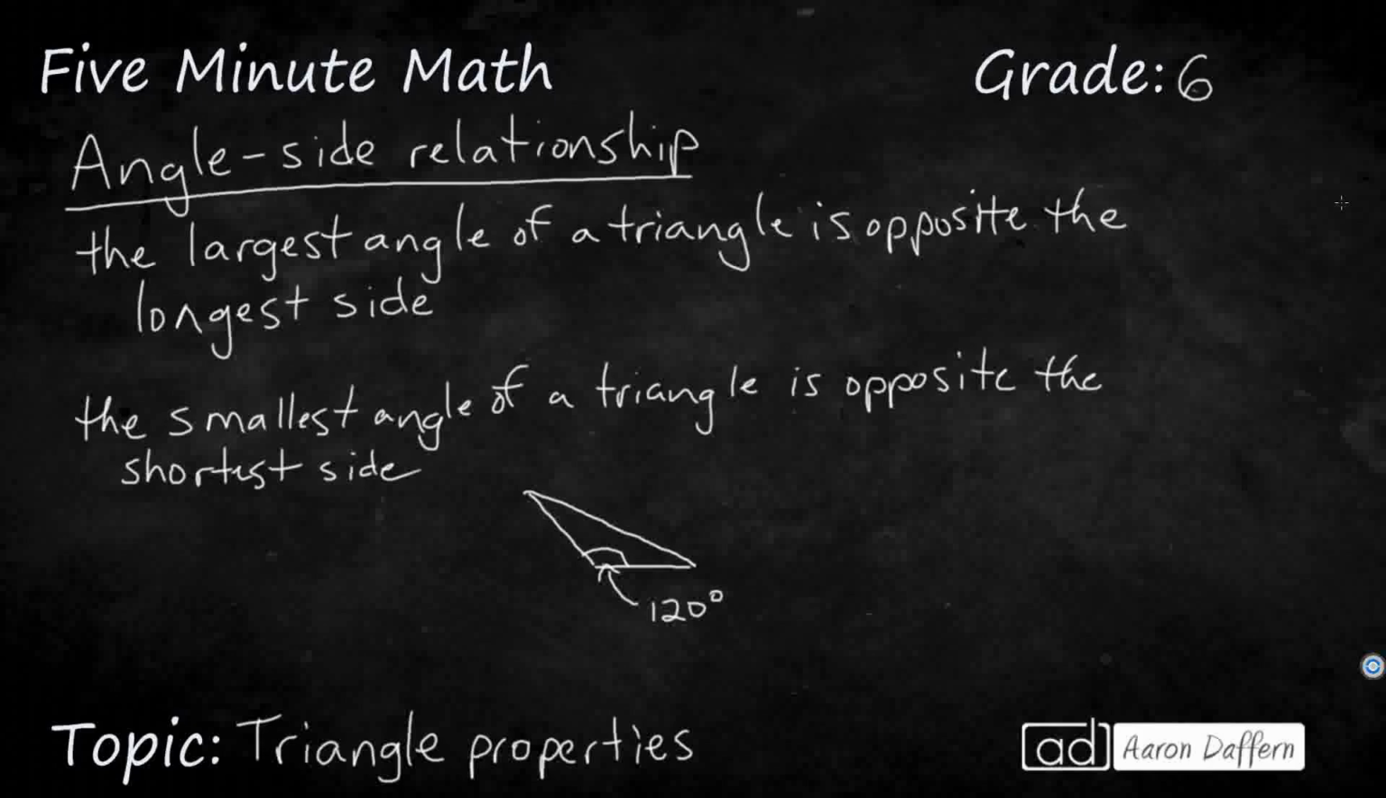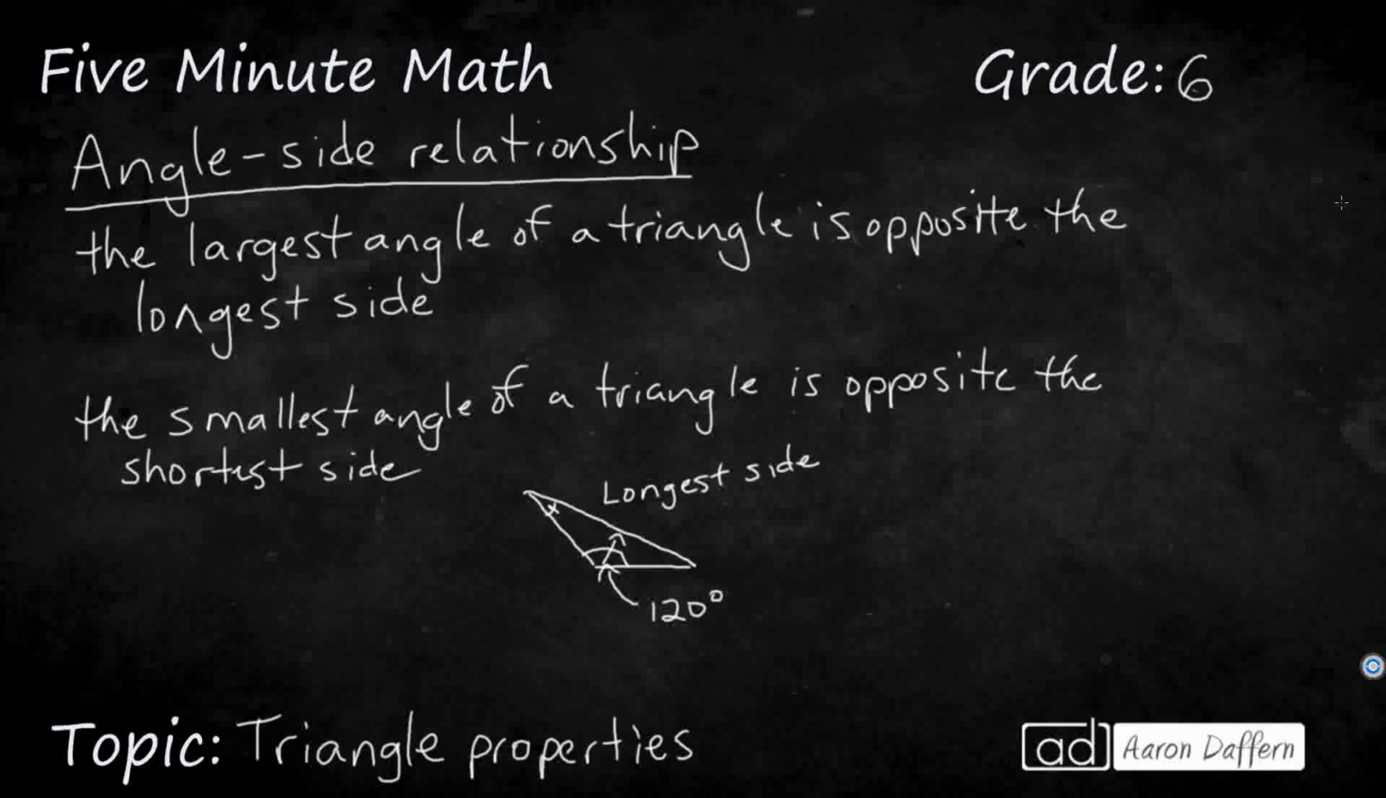What this angle-side relationship property tells us is that the largest angle is always opposite the longest side. So think, what is opposite? It's going to be this long side right here. So this is going to be my longest side. So those are always opposite each other. Now, if we look at these other two angles, they're pretty similar, but this one right here, I'm going to draw a little tiny slash through there. That is actually my shortest angle, or my smallest angle.